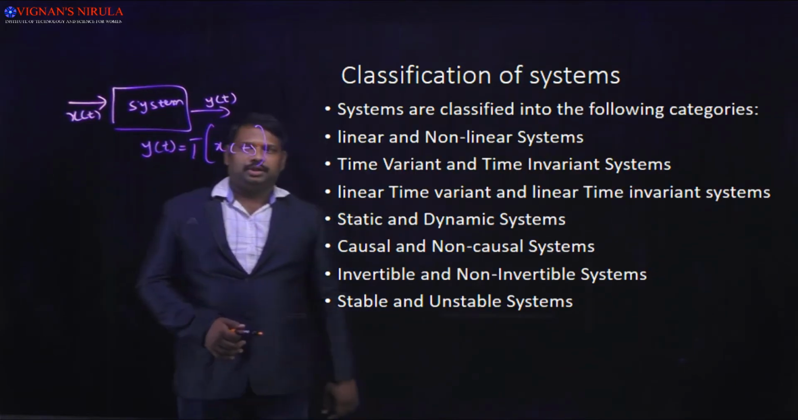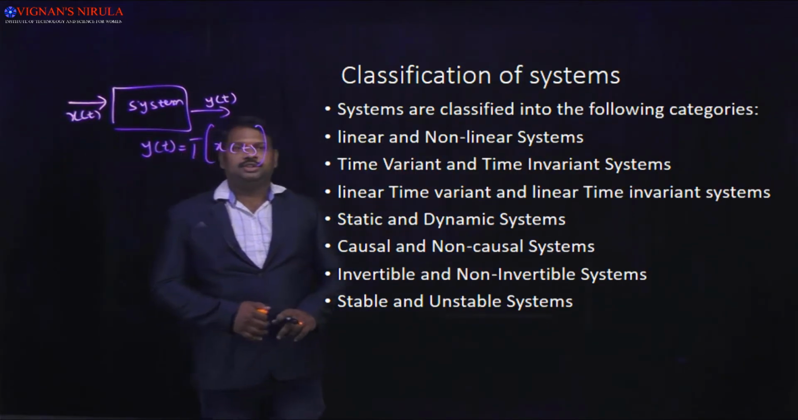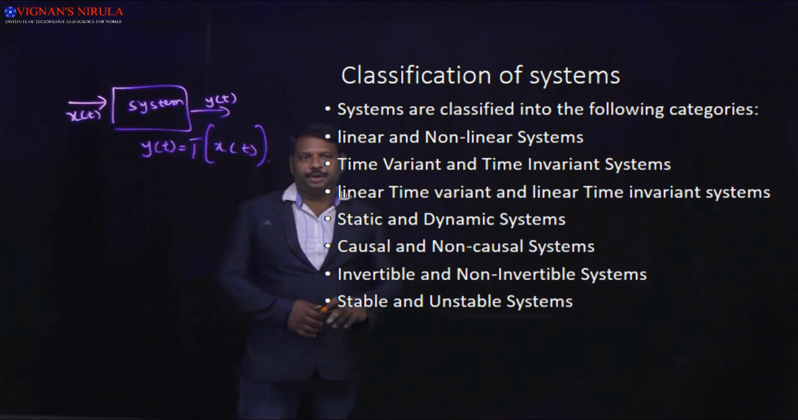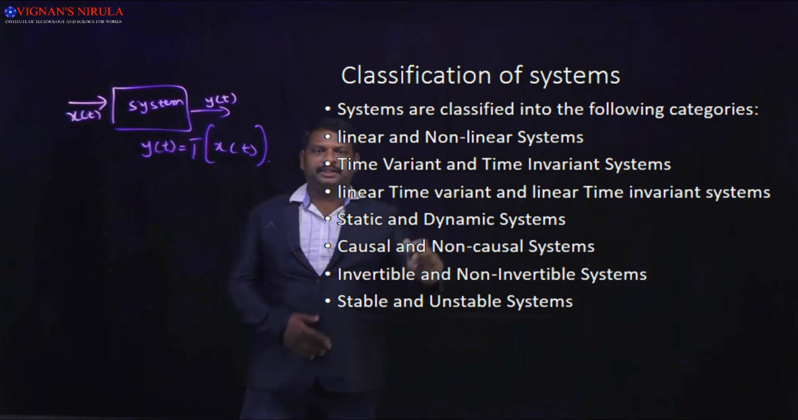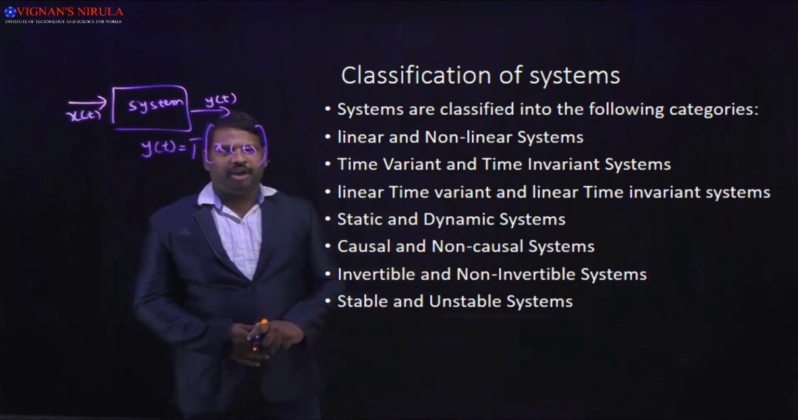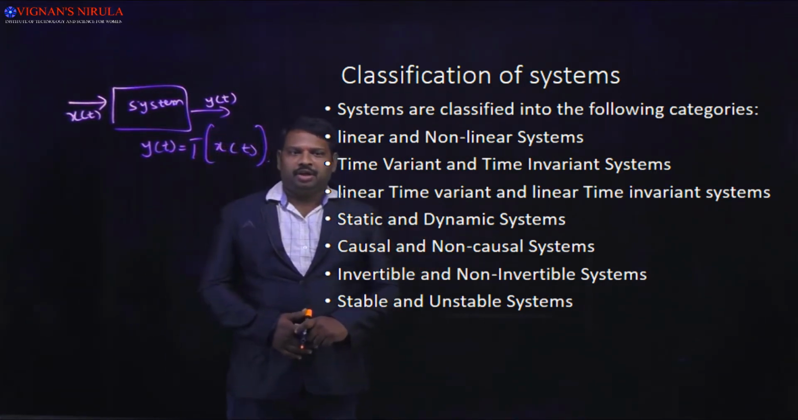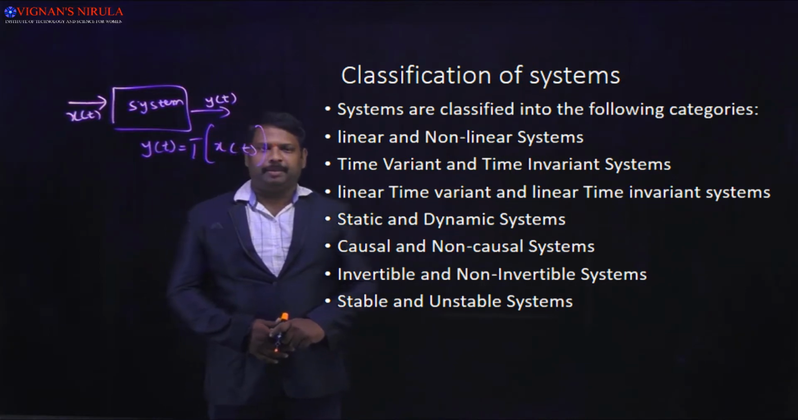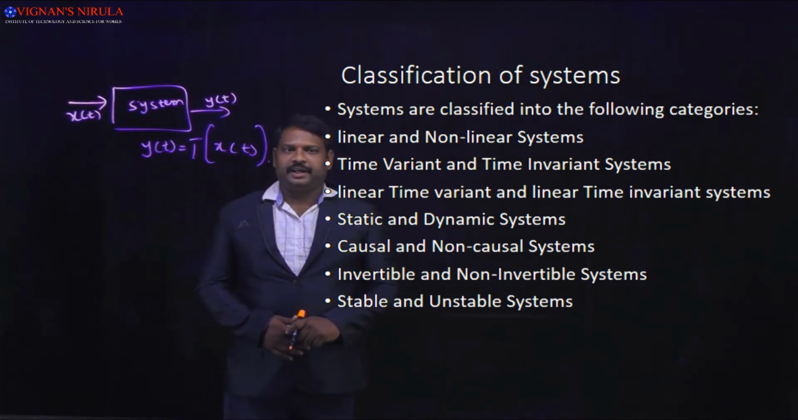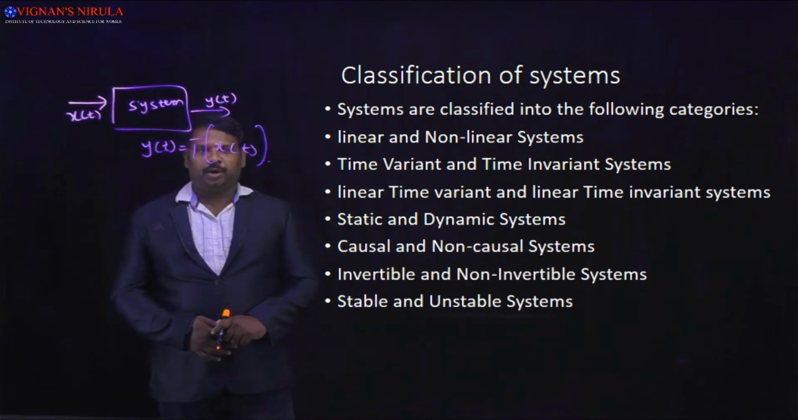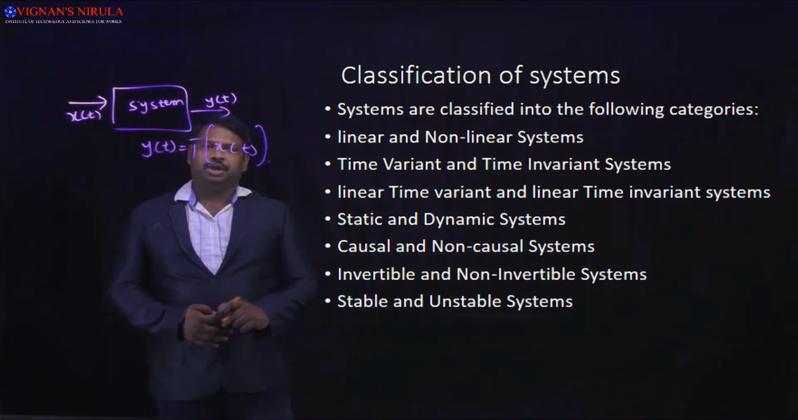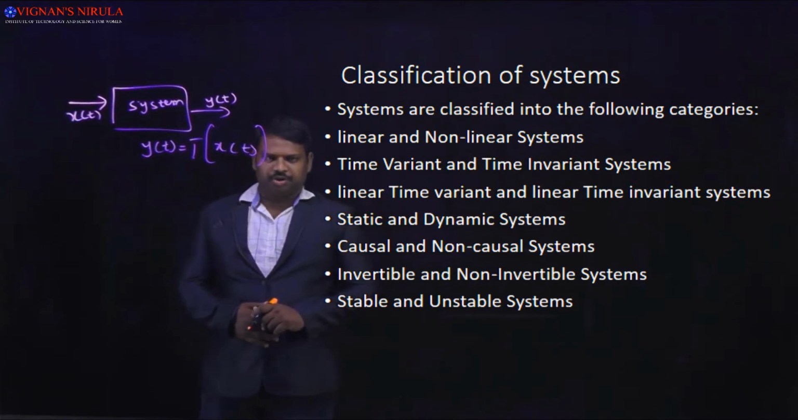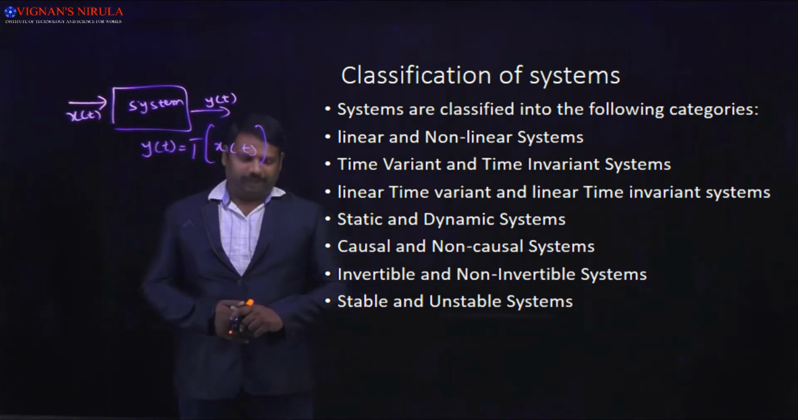Next, the classification of systems. Generally, systems are classified into these categories: linear and non-linear, time variant and time invariant, linear time variant and linear time invariant systems, static and dynamic systems, causal and non-causal systems, invertible and non-invertible systems, and stable and unstable systems. These are the general types of systems we have.